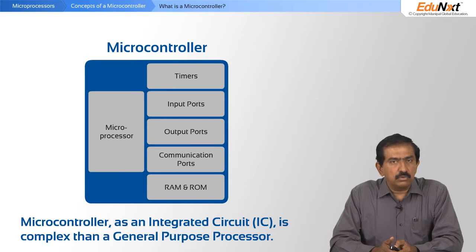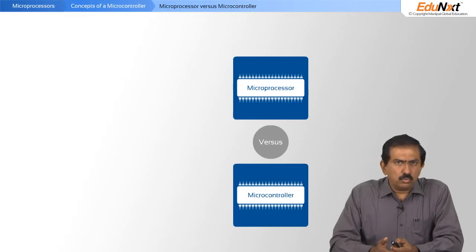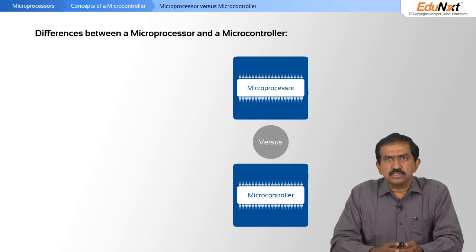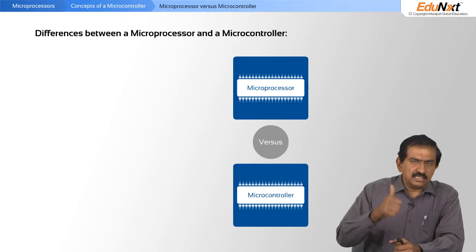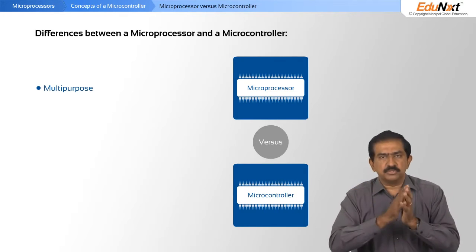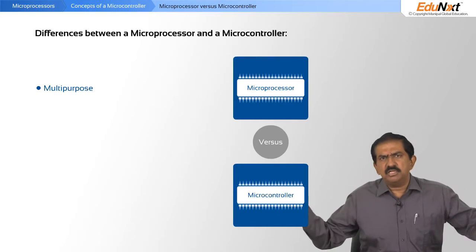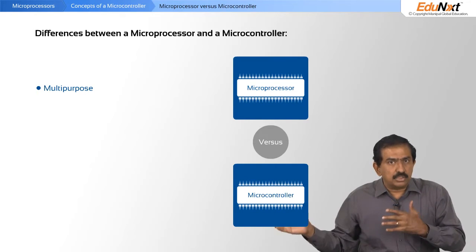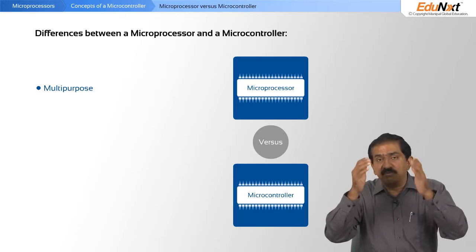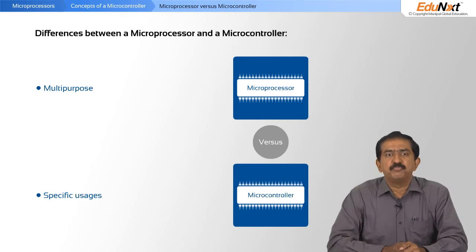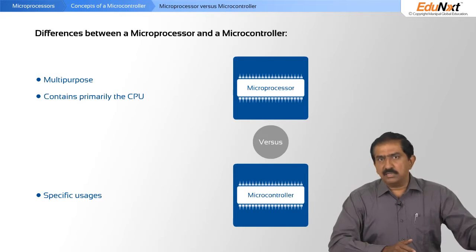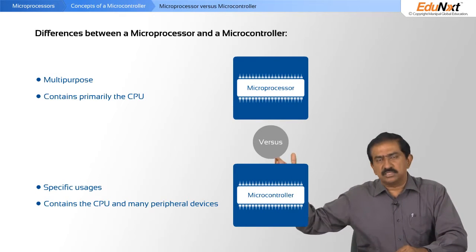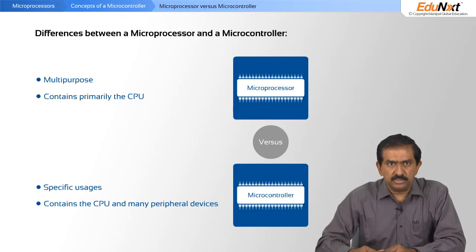And the microcontroller, therefore, as an integrated circuit, as an IC, is a little bit more complex than a general purpose processor. So let's look at what the difference is between a microprocessor and a microcontroller. Number one, as I said, the microprocessor is typically general purpose. So you could use an 8086 in many different kinds of applications. You cannot use an 8051, which is a microcontroller, for example, in so many kinds of applications. There are a limited number of applications for a microcontroller. The microprocessor contains primarily the CPU. The microcontroller contains the CPU plus tons of peripheral devices that we spoke about earlier.